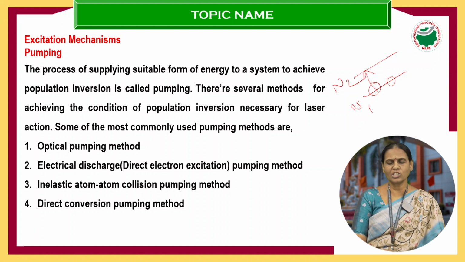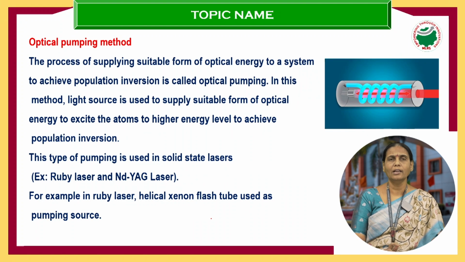Next, the electrical discharge pumping method. This type of pumping method we generally use in gaseous lasers. Next, the inelastic atom collision pumping method. That is, in case of semiconductor laser, we'll be using this type of pumping. Then the direct conversion pumping process. So these are the 4 different types of pumping process which are there in our syllabus. Now let us discuss each one in detail.